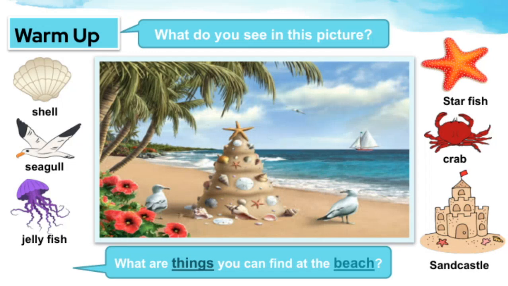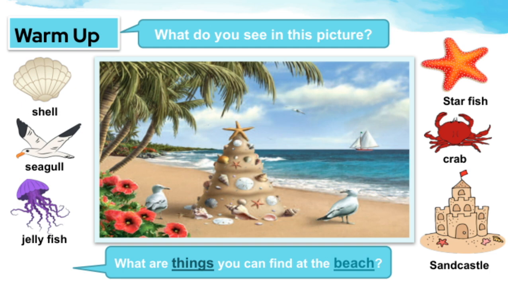All right, let's take a closer look at the picture. What do you see here? We have a seagull, a crab, a shell, a jellyfish, a sandcastle, and a starfish. These are all things you can find at the beach, right? They're part of what makes the beach such an interesting and fun place to visit.